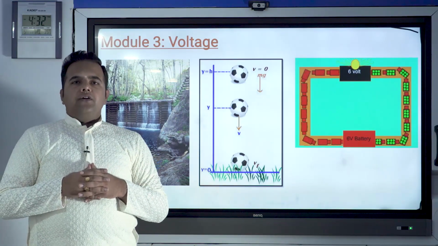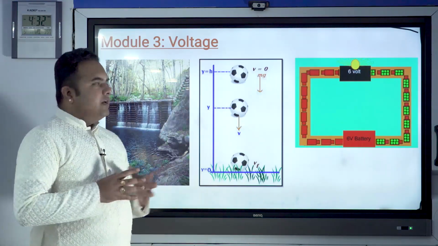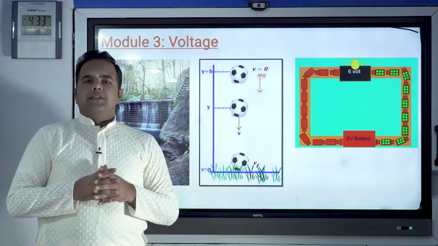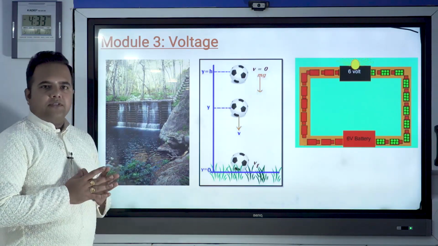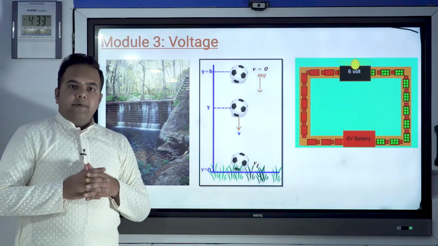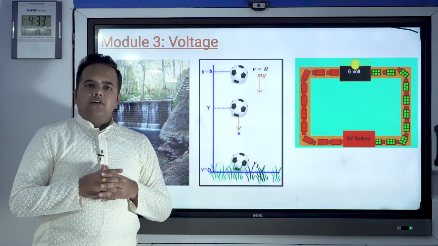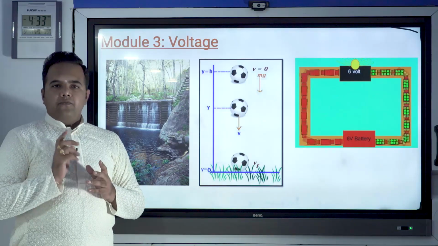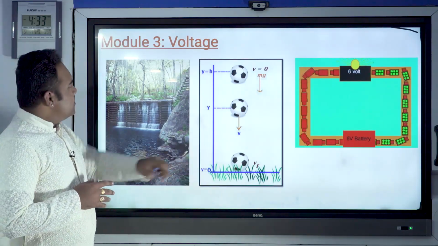So now for the current to flow, we know the factor, we know the reason, which is the voltage or potential difference. Unless there is some difference, the flow will not happen. Unless there is some difference, the water never flows. Unless there is some difference, the ball will never come down. Similarly, unless there is some difference, what we call the voltage, the electrons refuse to move. This voltage does the magic of moving the electrons, and the moving electrons we call electric current. So let's see.